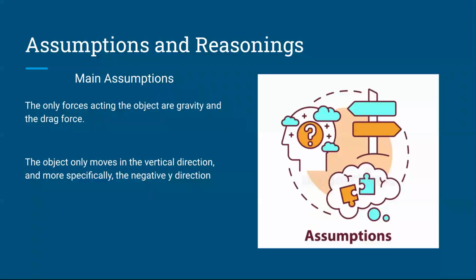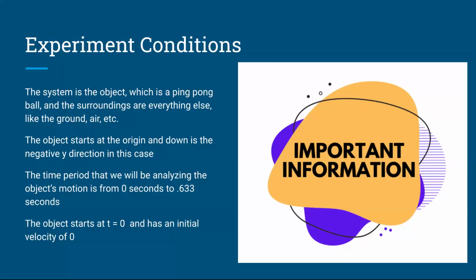Now, we must cover some of the major assumptions in the experiment, and one of them is that the object only experiences gravitational force and drag force, and that there are no other external forces acting on it. Additionally, we assume that the object only moves in the vertical direction, and more specifically in the negative y direction. On top of the assumptions, it is important to know that the system, which is what we will analyze, is simply the object used in the experiment, and everything else is the surroundings, like the ground and air.